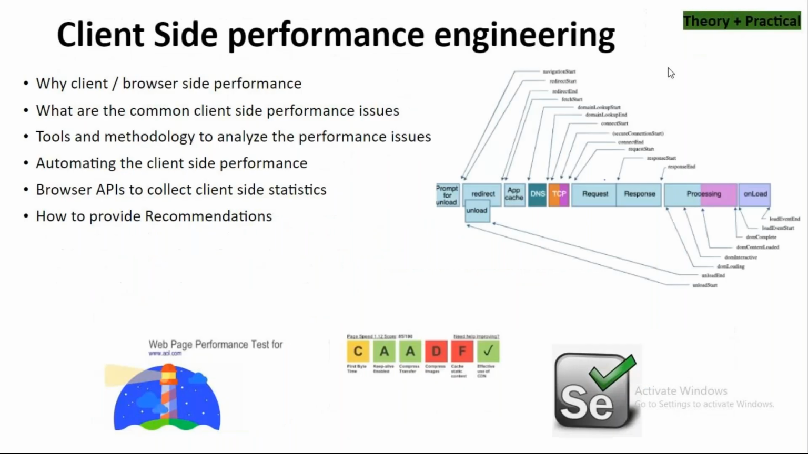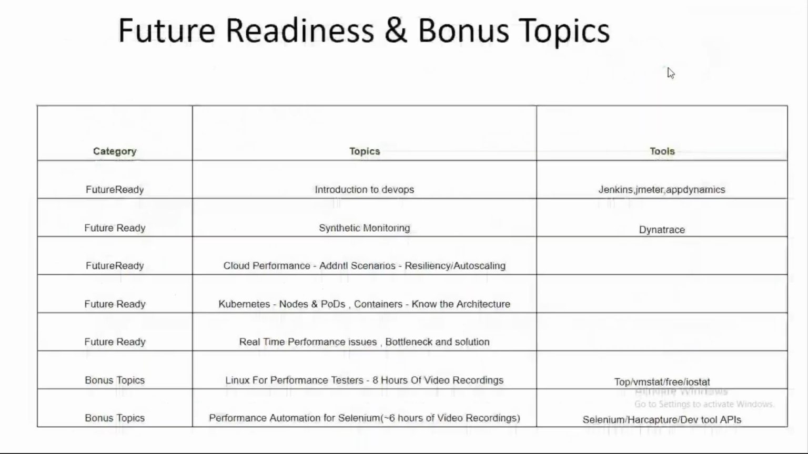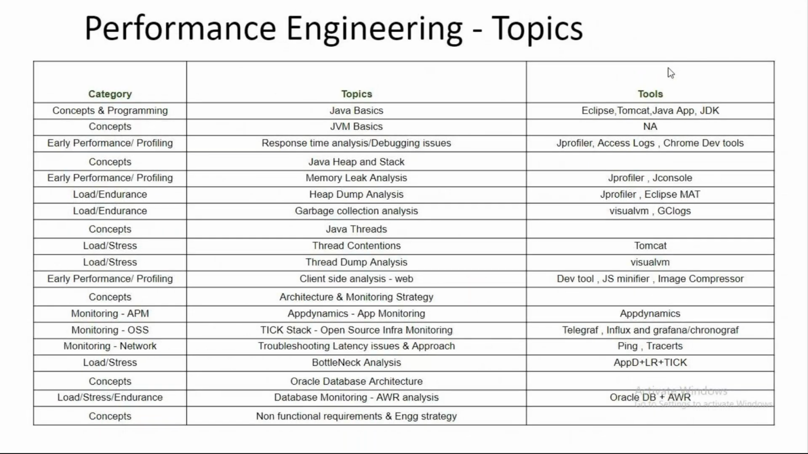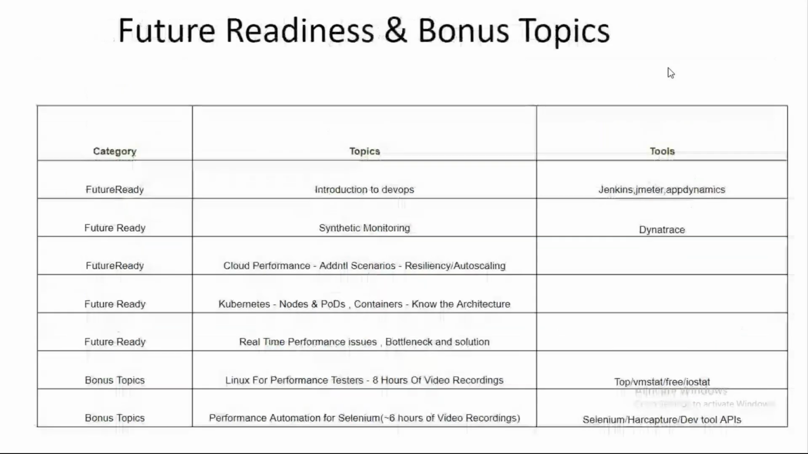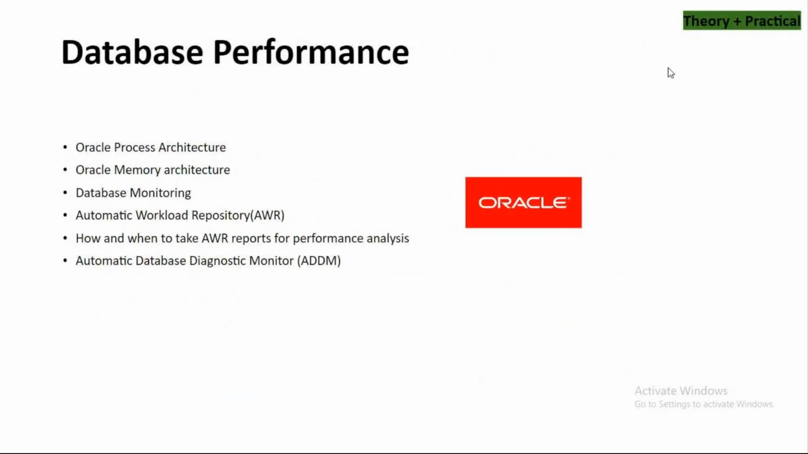Once we complete this monitoring, then we will move into the database side. From a database perspective, we'll learn the database architecture, how Oracle process architecture is designed, what the memory architecture is, and then see how to take the AWR report, when to take it, how to take it, the thumb rule of taking those AWR reports, and then analyzing it from the application perspective.